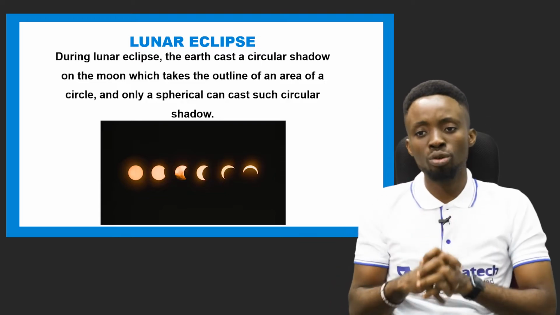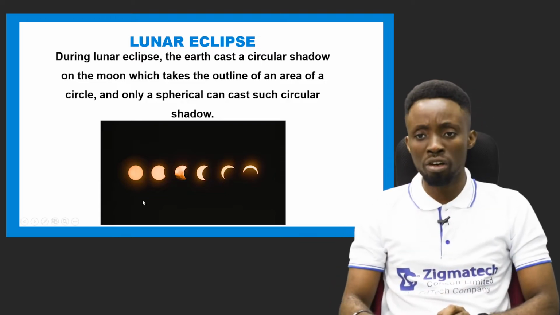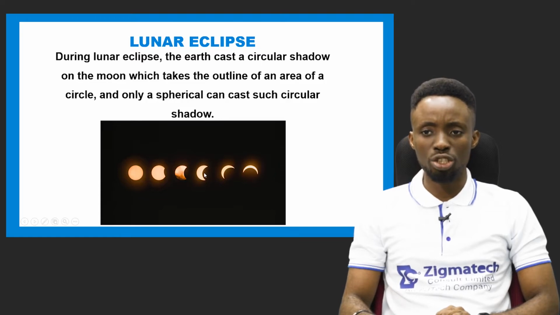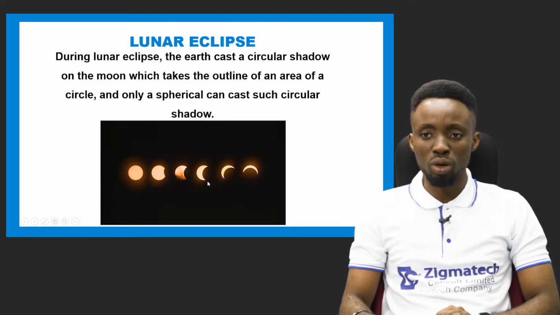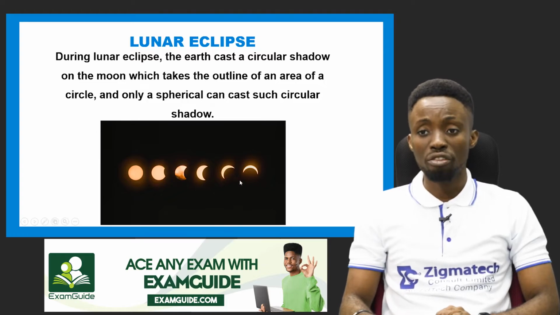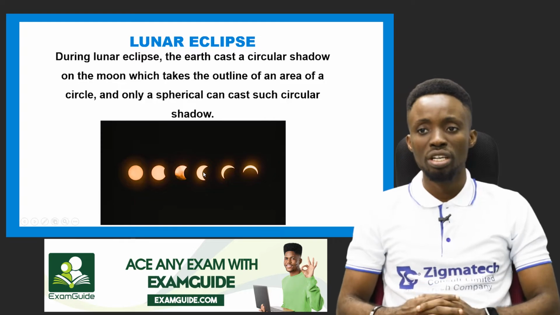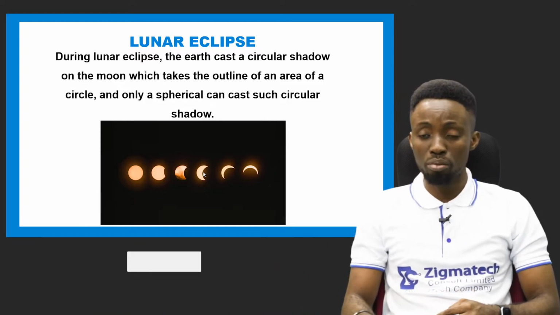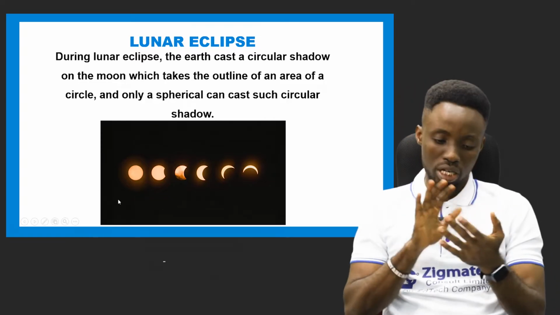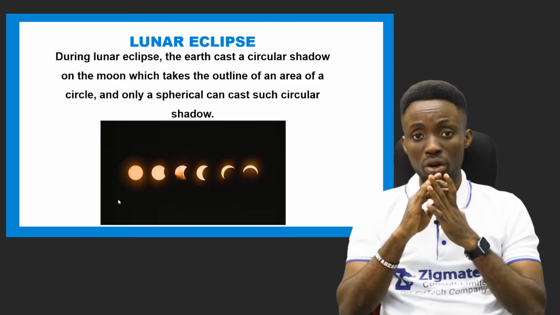Now, if we observe a lunar eclipse and we observe the shadow of the Earth on the moon, you will see that the Earth's shape on the moon is actually a round shape. As you can see, these are different phases of lunar eclipse we have on the screen here. If you look at it, you see that the shadow of the Earth is a round one. So with this lunar eclipse, we can also say that the Earth is round and not flat.